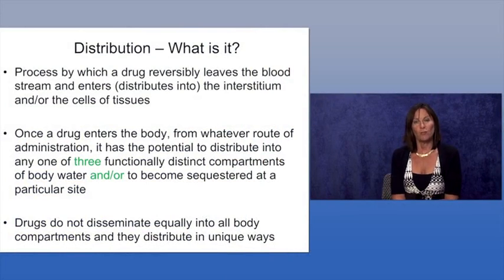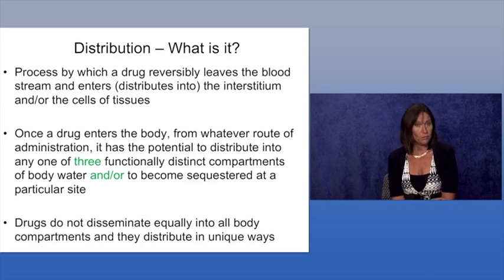So what's the definition? The process by which a drug reversibly leaves the bloodstream and enters, i.e. distributes into, the interstitium and or the cells of tissues. So essentially throughout the body. Once a drug enters the body, from whatever route of administration, it has the potential to distribute into any one of three functionally distinct compartments of body water, and or to become sequestered at a particular site. And we'll talk about this in much more detail. It is important to appreciate that drugs don't disseminate equally into all body compartments, and they distribute in very unique ways. And we will discuss this to a certain extent.